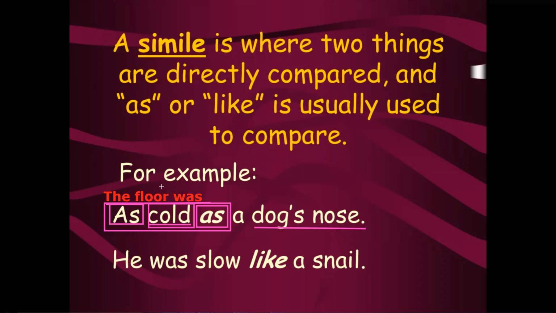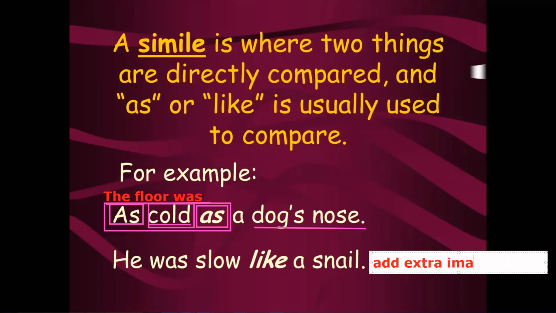Again, the other example says, he was slow like a snail. I can just say he was slow and stop. But I want to create an extra image. I want to say that he was very, very slow, maybe exaggerate even. So he was slow like a snail. I'm adding like a snail to add an extra image. Again, I'm using similes and metaphors to add extra image.